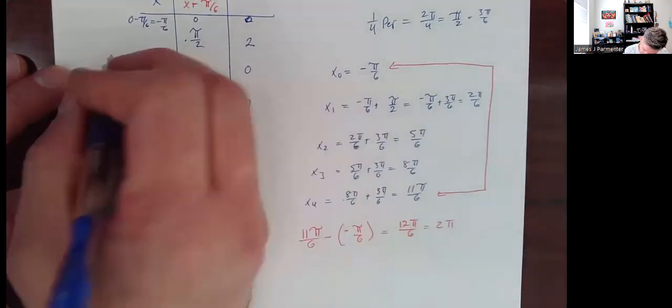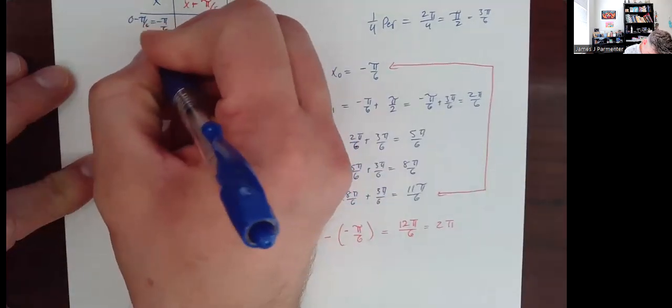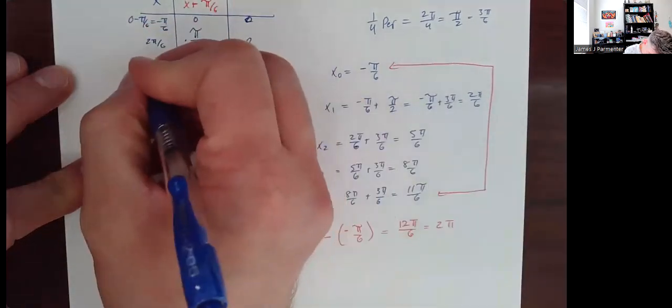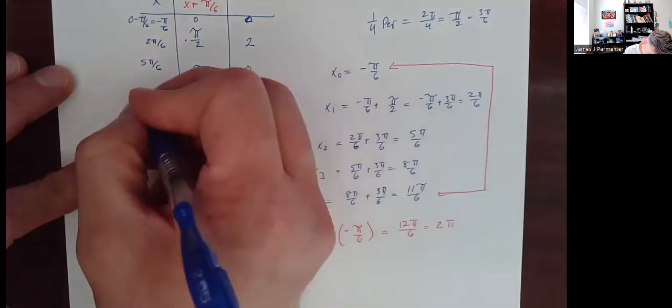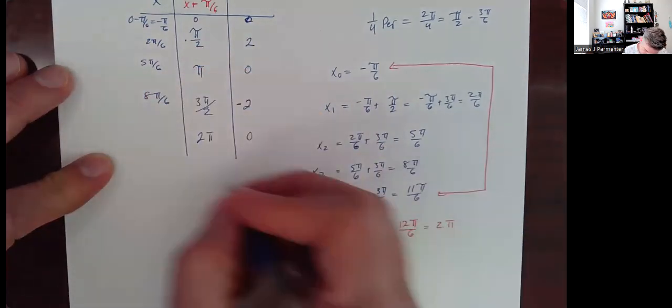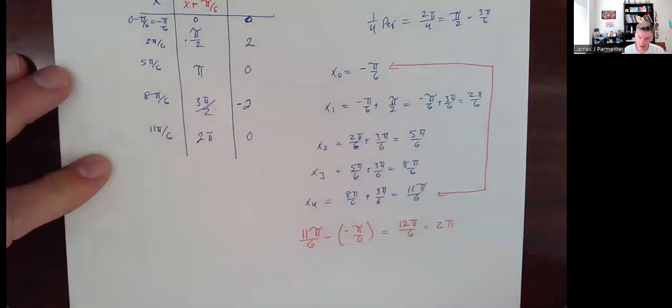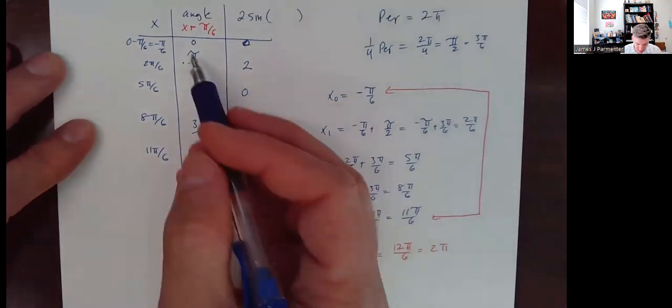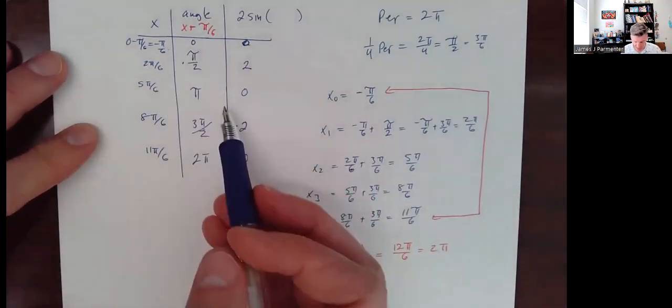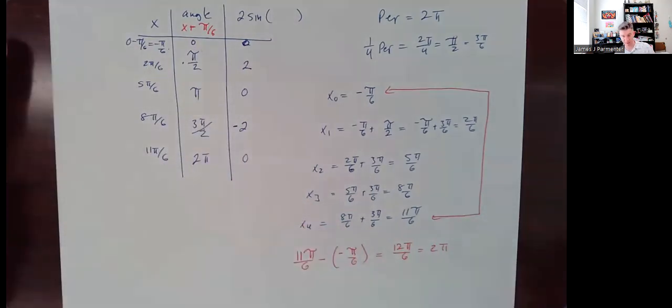This next one is 2 pi over 6. Then the next one's 5 pi over 6. The next one's 8 pi over 6. The next one's 11 pi over 6. All of these I could have found by doing 0 minus pi over 6, pi over 2 minus pi over 6, pi minus pi over 6, but it's just kind of annoying.